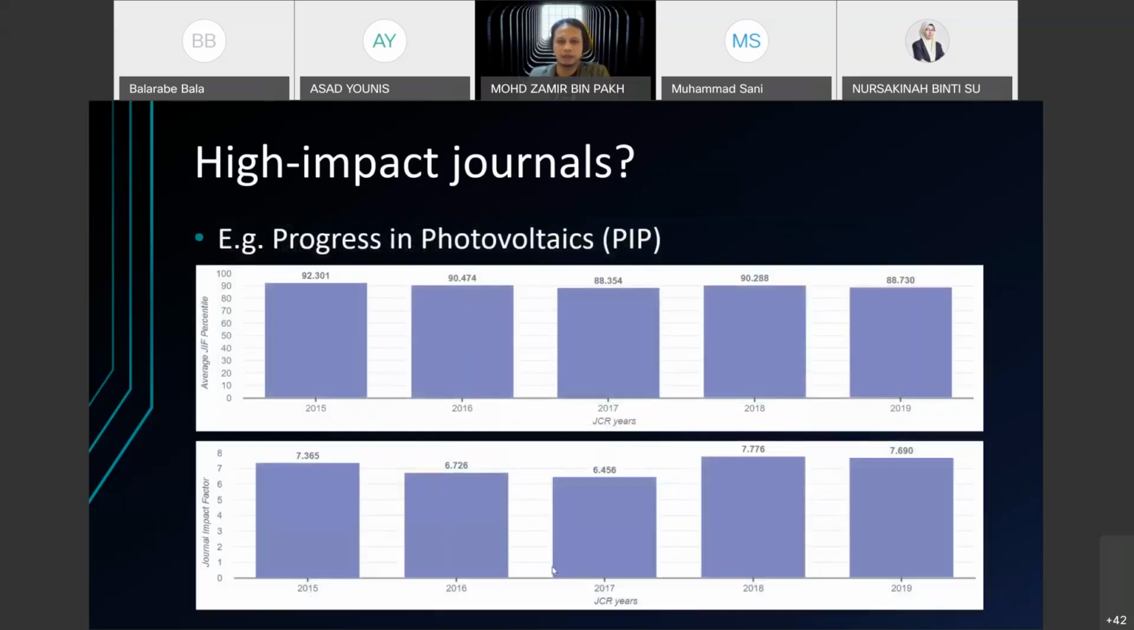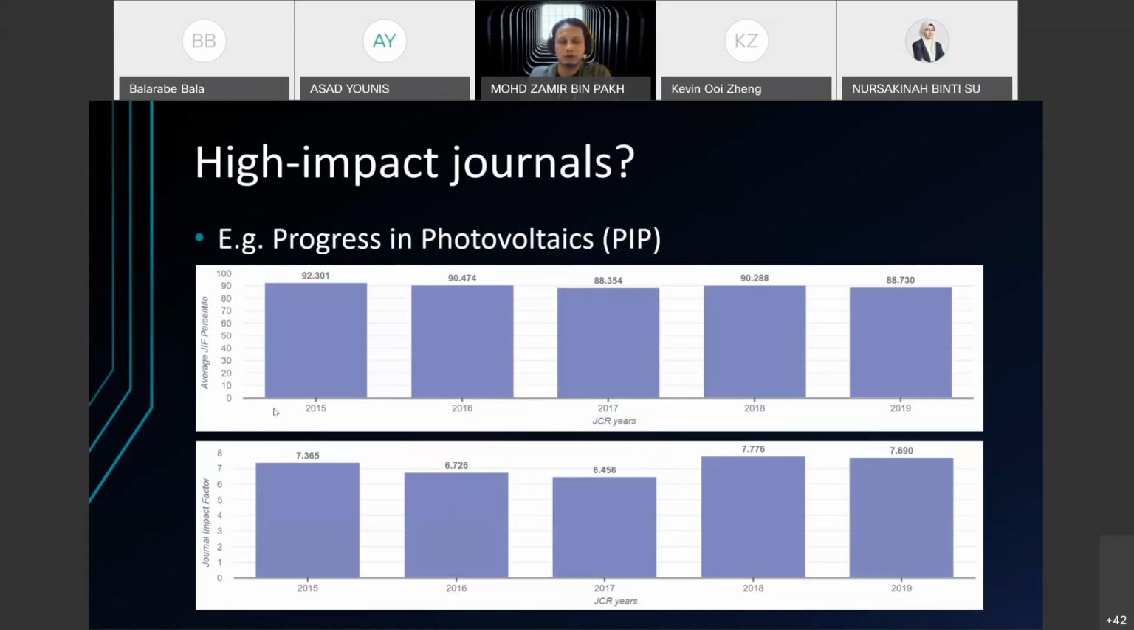And then there are two important things you might want to see to know whether your journals are high impact or not. For example, in my field, I'm working on solar cells. So one example is Progress in Photovoltaics, or PIP. I normally look into these two parameters. The first is average percentile, this is the Q1 or Q2 or Q3 or Q4. And the second parameter is impact factor. This is what I normally see.